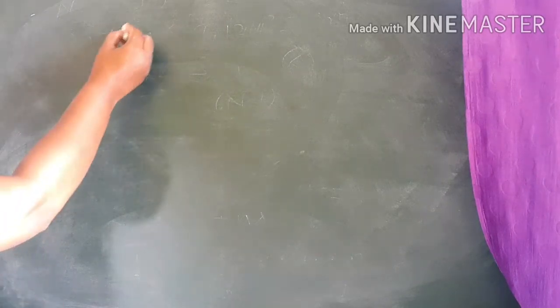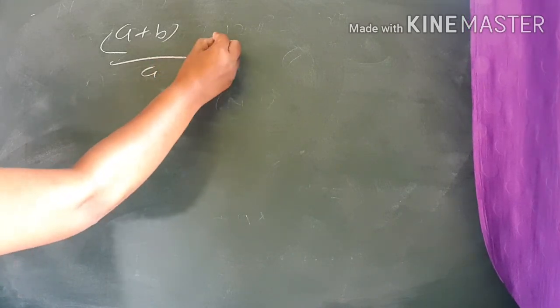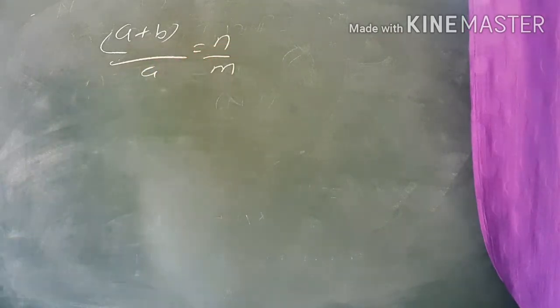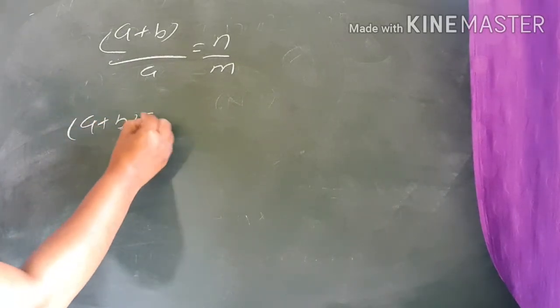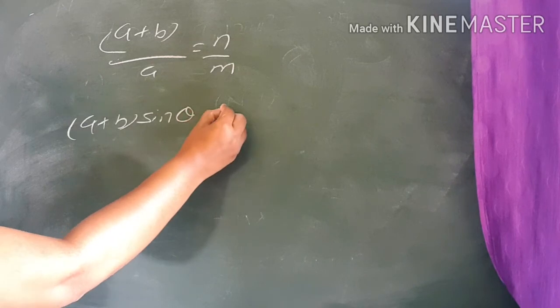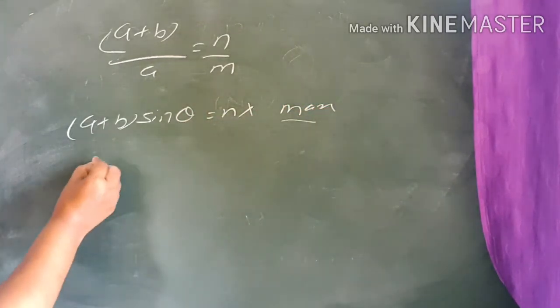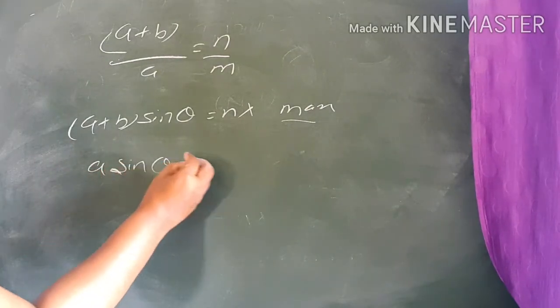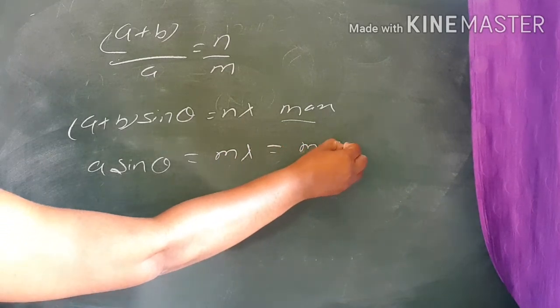Now from these two equations, equation of maxima for interfering and equation of minima for diffracted rays, we have a plus b by a is equal to n by m. Suppose a plus b sin theta is equal to n lambda. This is the condition for maxima. And a sin theta is equal to m lambda. This is condition for minima.